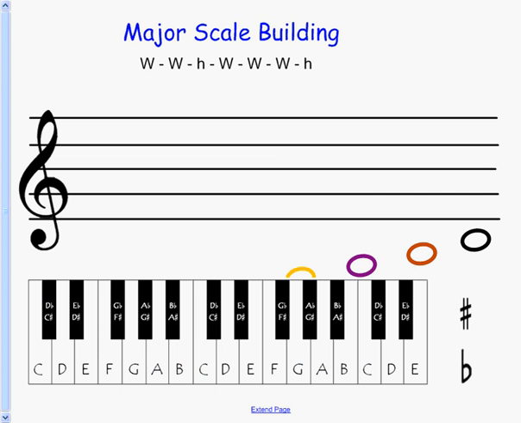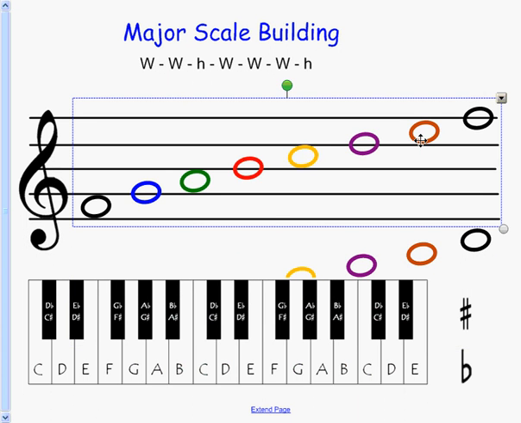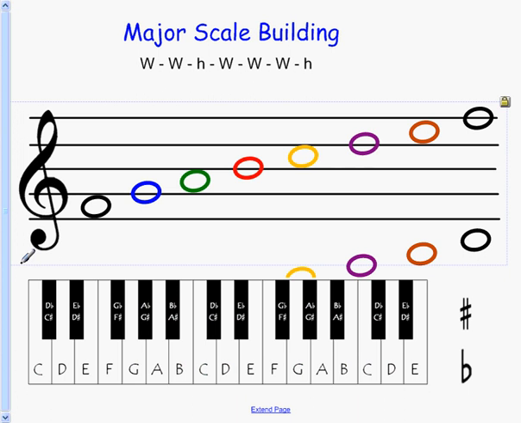Let's talk about major scale building. Let's put up our scale, and let's start with the key of F. We're going to start in the key of F. So what we need to do is follow the pattern that is up here. Whole, half, whole, half. Now remember, a whole step is two half steps.